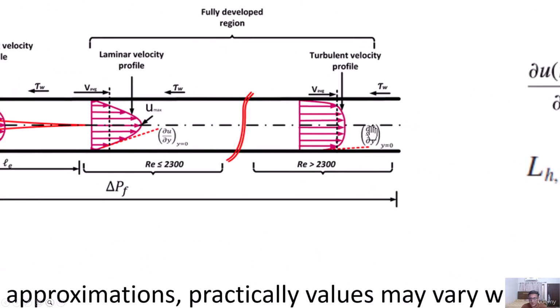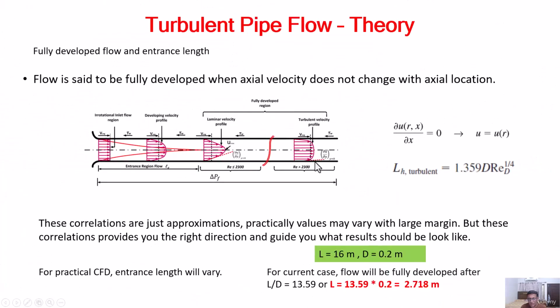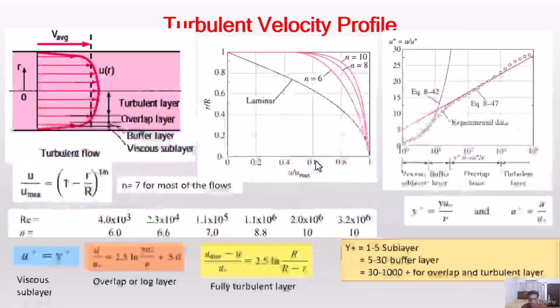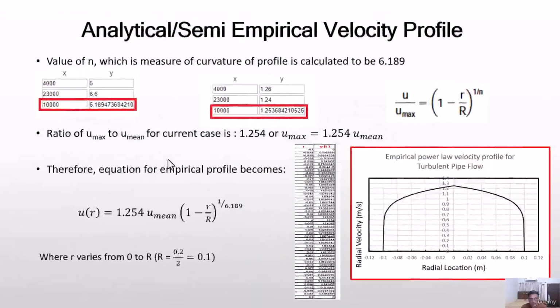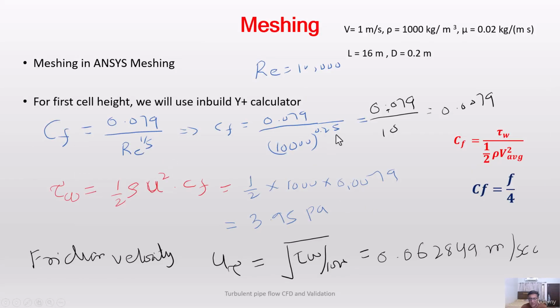So if I multiply the partial derivative of u by partial y with the viscosity, this is the wall shear stress at y equal to 0, or radius equal to R, like on the top and bottom. So when r is equal to R, that is the value we are looking for. That value we found out through correlations.